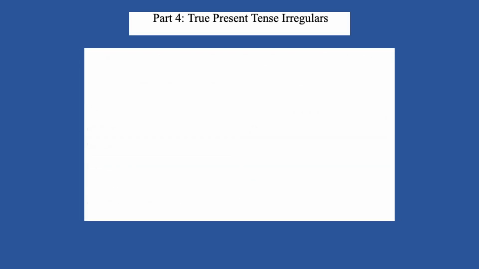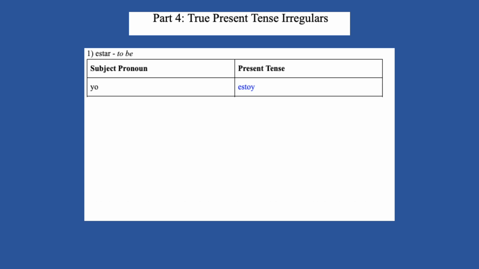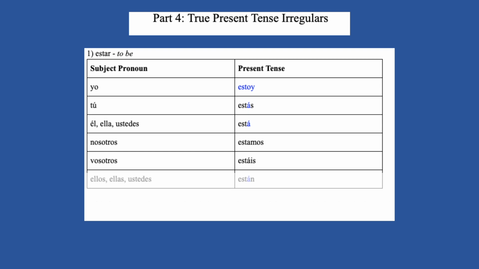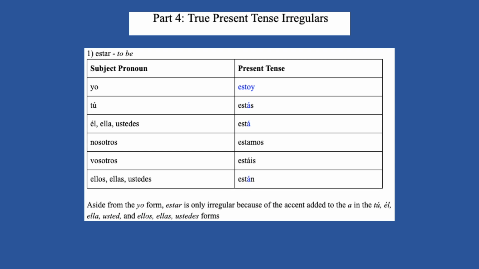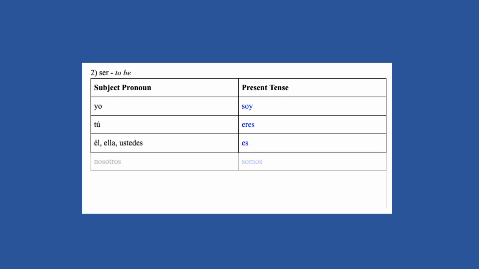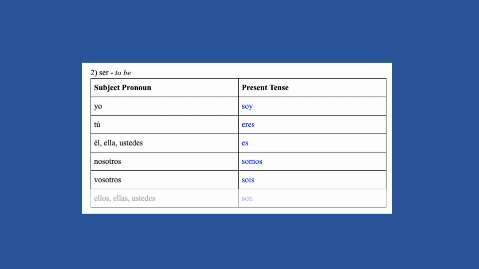Truly irregular verbs under the present tense, starting off with estar. Estoy, estás, está, estamos, estáis, están. Estar is only considered irregular in the second and third person singular and third person plural forms because of the addition of the accent. Ser: soy, eres, es, somos, sois, son.